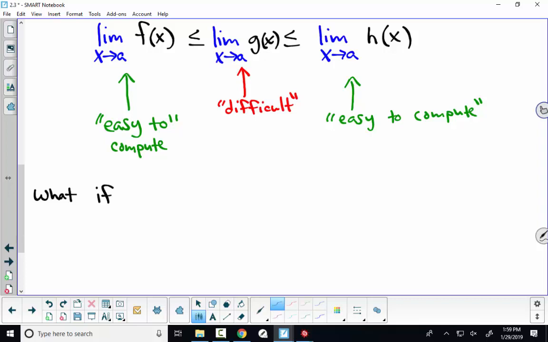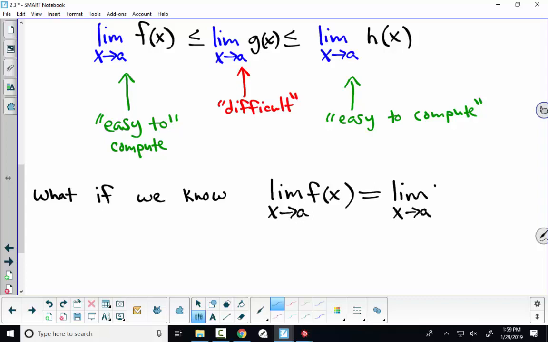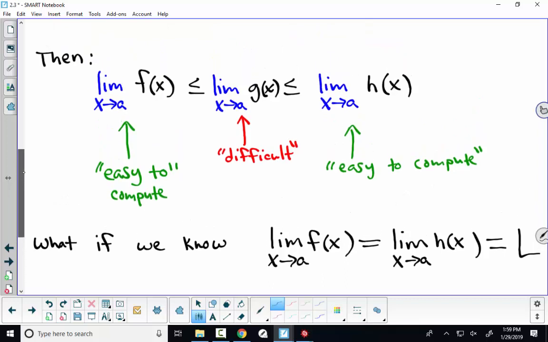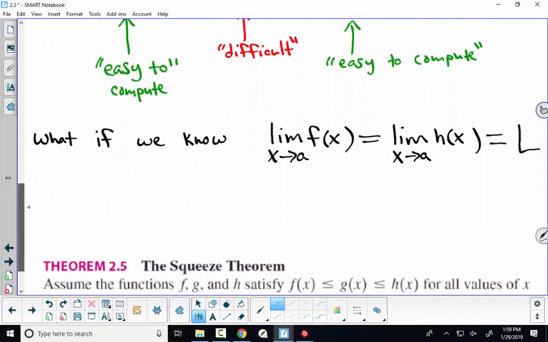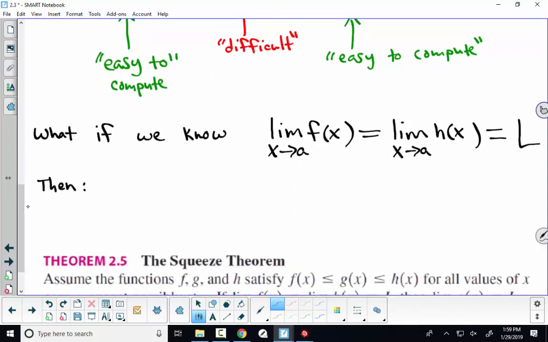So the question is, what if we know the limit as x approaches a on f of x is the same as the limit as x approaches a on h of x, and both of those are the same number we'll call L. So if we know that those two limits on the ends are approaching the same number, L, then what we have is L is less than or equal to the limit as x approaches a on g of x is less than or equal to L. Do y'all agree with that? We just said that they're equal to L, whatever that happens to be.